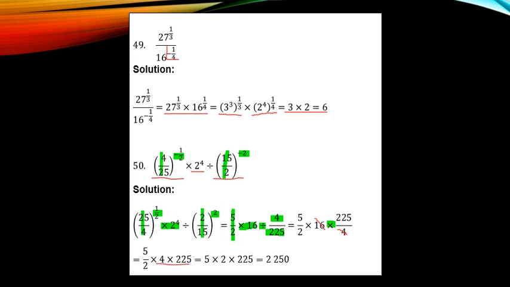If you divide 16 by 4, you have 4. Okay, from here again, you divide this 4 by 2, you have 2 left. So we have 5 times 2 times 225, and that is 2,250. Okay, so you can see it's step by step, step by step.